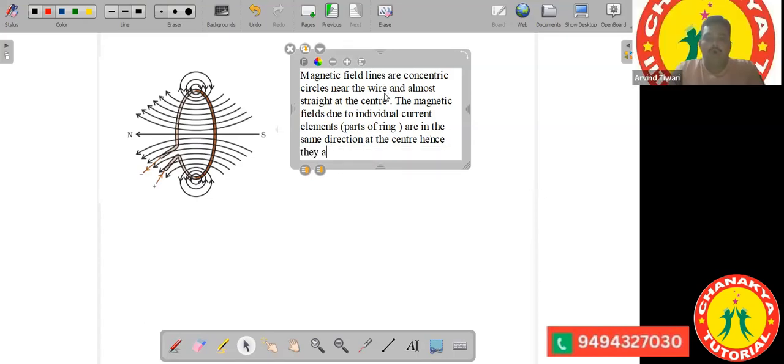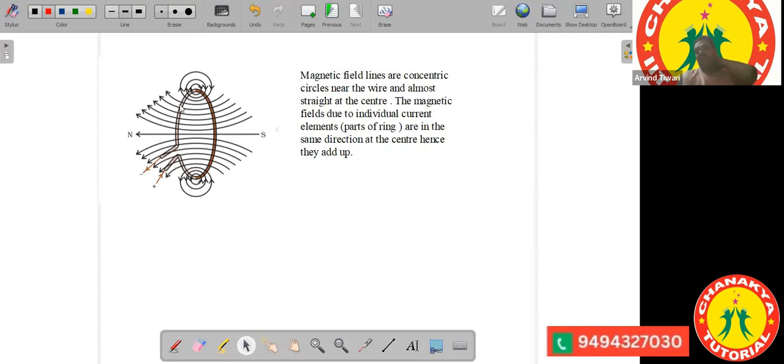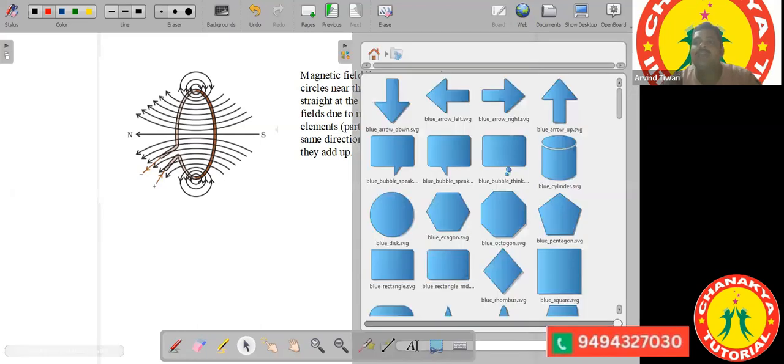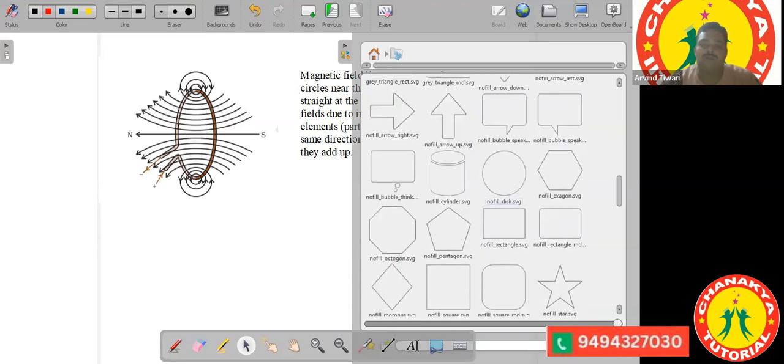As you can see here, the magnetic field lines near the wire are concentric circles, and the magnetic field lines at the center are straight lines. Now, with this help, we will try to predict which side will be a north pole and which side will be a south pole. A very simple trick is there to predict which side of this circular wire will be a north pole and which side will be a south pole.